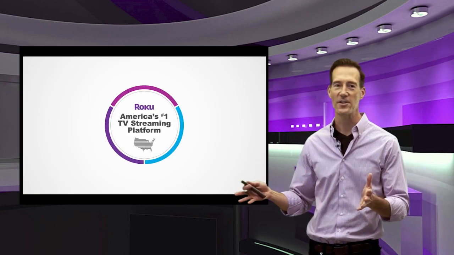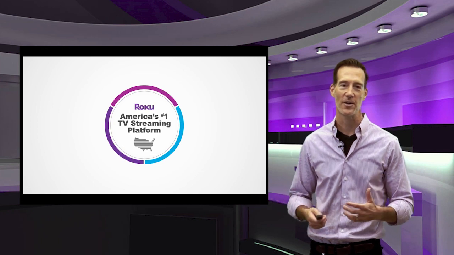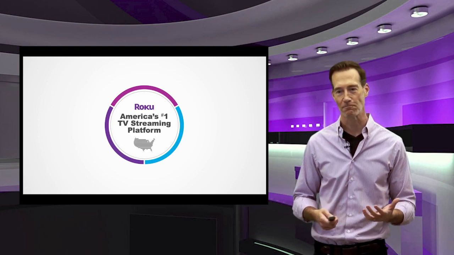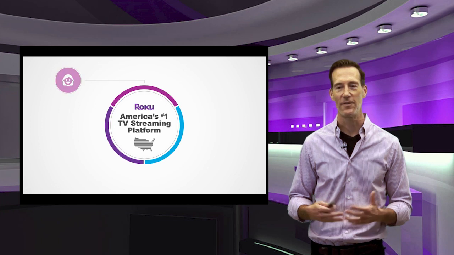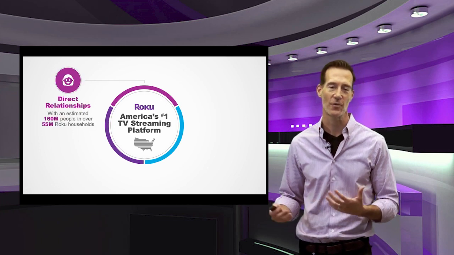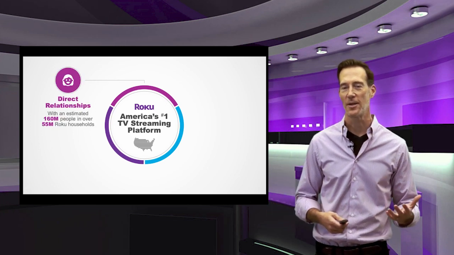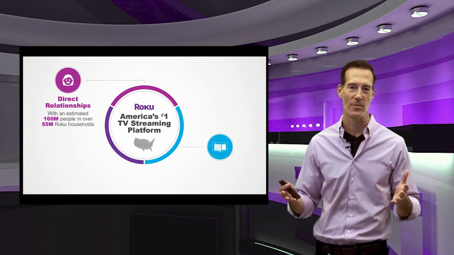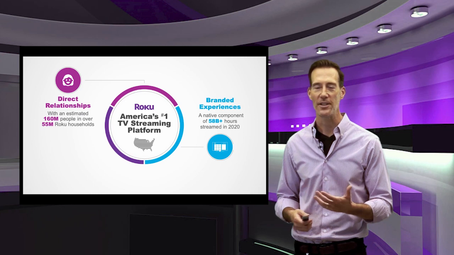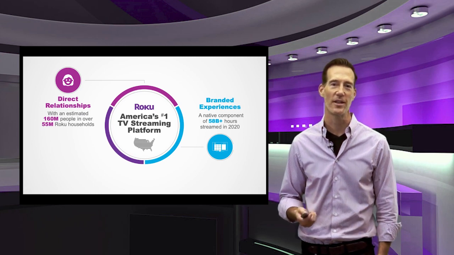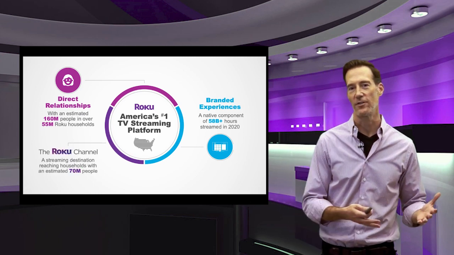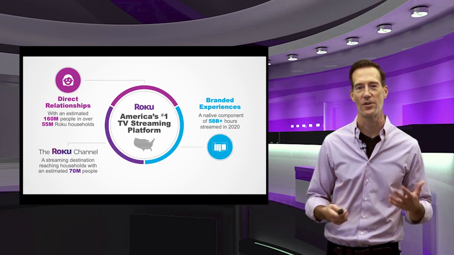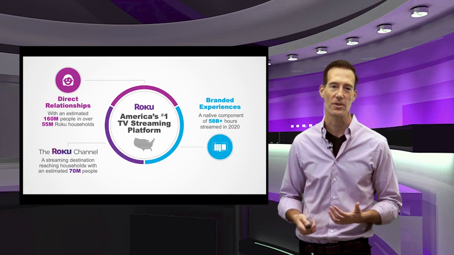Starting out, just in case you've missed it, over the last couple of years, we are America's number one streaming platform. We reach an estimated 55 million households today. That's over 160 million people who come to the Roku platform every month to engage in video streaming content. It's over 58 billion hours of content streamed in 2020. And we launched our own Roku Channel 4 years ago, and that reaches today over 70 million households.